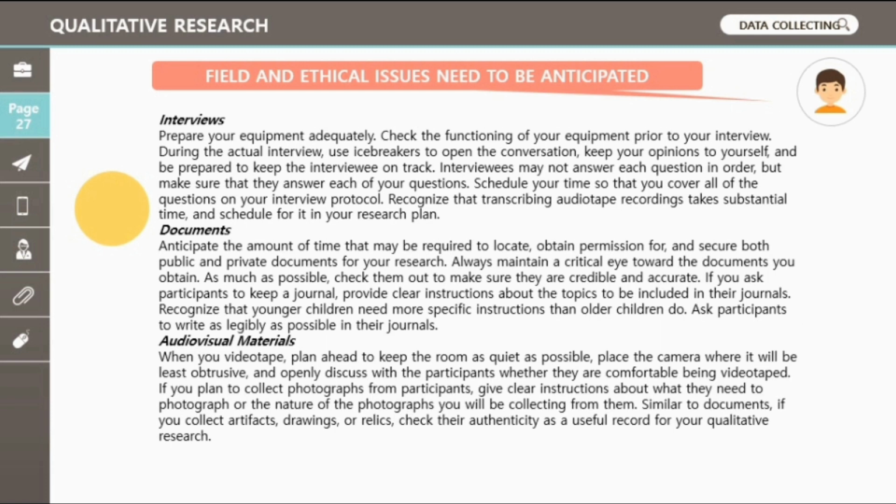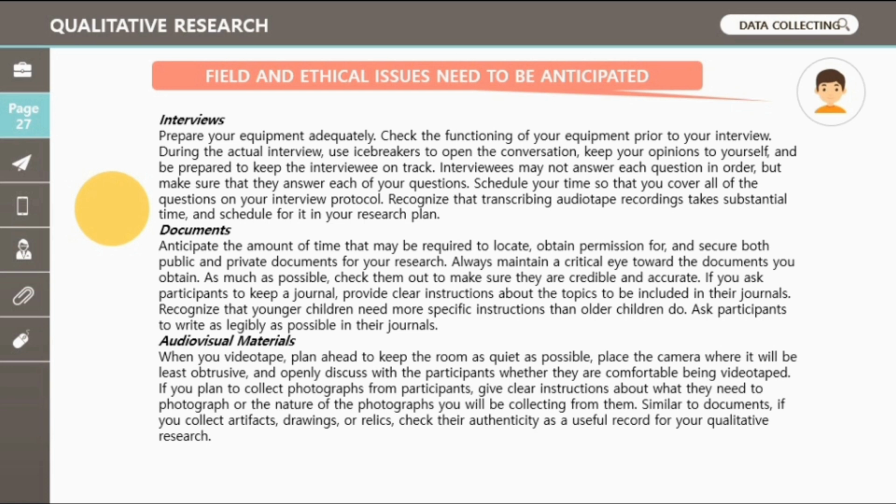For the next, interviews, prepare your equipment adequately. Check the functioning of your equipment prior to your interview. During the actual interview, use icebreaker to open the conversation. Keep your opinion to yourself and be prepared to keep the interviewee on track. Interviewees may not answer each question in order, but make sure that they answer each of your questions. Schedule your time so that you cover all of the questions on your interview protocol. Recognize that transcribing audio tape recordings takes substantial time and schedule for it in your research plan.